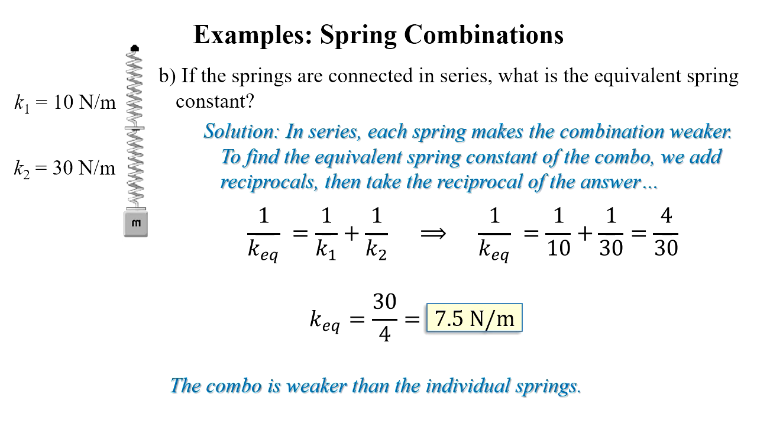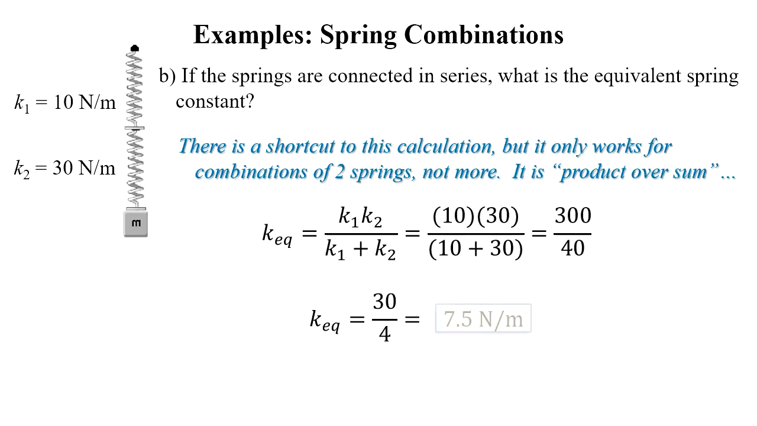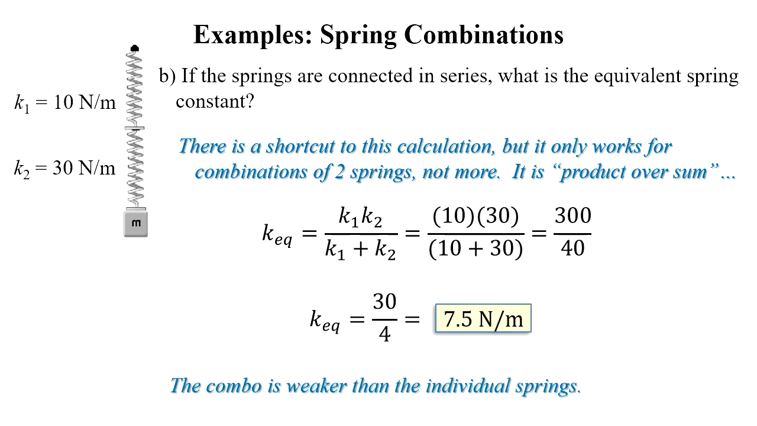Let's look at our shortcut for this situation, the product over the sum. The product is 10 times 30. The sum is 10 plus 30. That's 300/40, which is the same as 30/4, which is 7.5 newtons per meter, the same equivalent spring constant that we came up with using the reciprocal method.